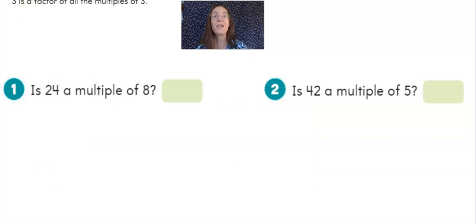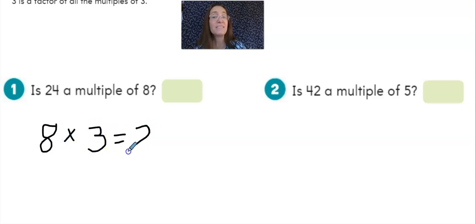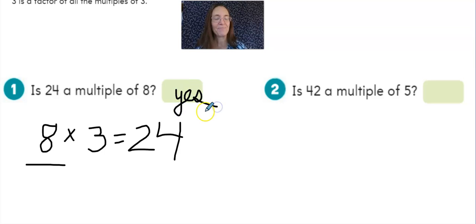Is 24 a multiple of 8? Are there any multiplication facts for 8 that have a 24 as a product? Well, I happen to know, and I bet you've already thought of it, 8 times 3 equals 24. And so because there's nothing left over, no remainder, it is a math fact for multiplying 8, then that means that 24 is a multiple of 8. So yes.